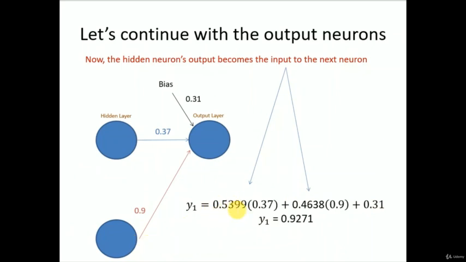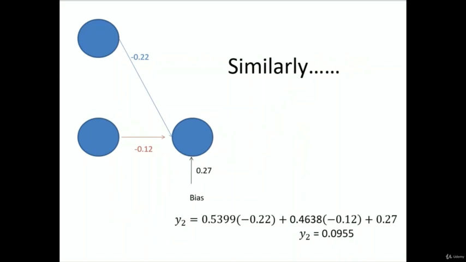So we're going to use these inputs, and these inputs are going to be multiplied with their weights. So 0.5399 times 0.37 plus 0.4638 times 0.9, and we're going to add the bias, and we get an output of 0.9271. Similarly, we do the exact same thing for the second neuron in the output layer. So the inputs times the weights plus the bias, and we get a value of 0.0955. So the outputs of each layer become the input to the next layer. That's essentially what's happening here. So we're done calculating the net input value for the output neurons.